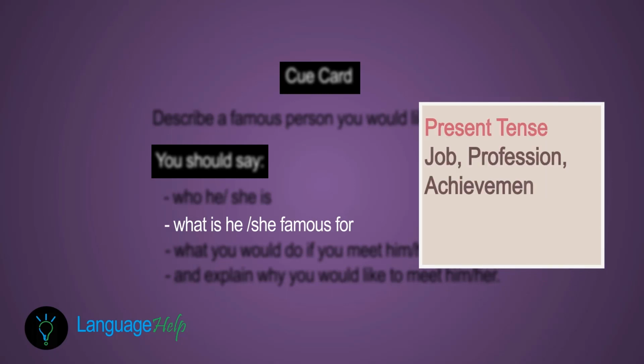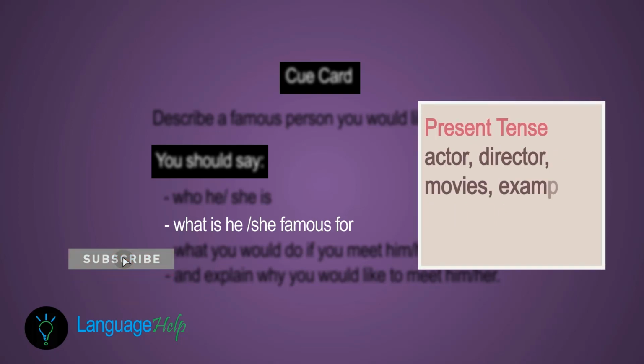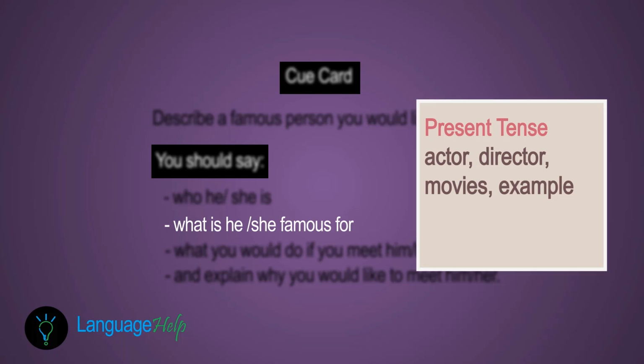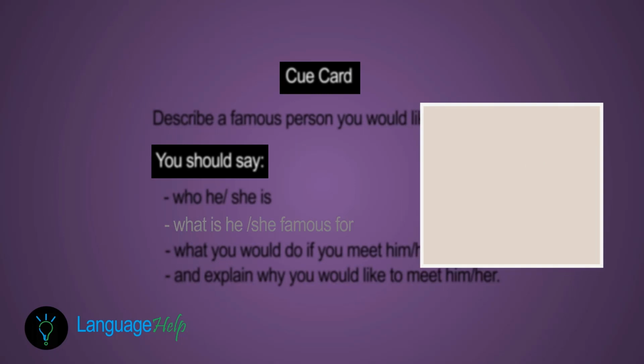The next cue asks us to talk about what he or she is famous for. The first step is always to establish the tense. In this case, we will use the present tense. You'll need to talk about the job or profession of the person, or his achievements, or his political or social cause. It depends on the person you chose.